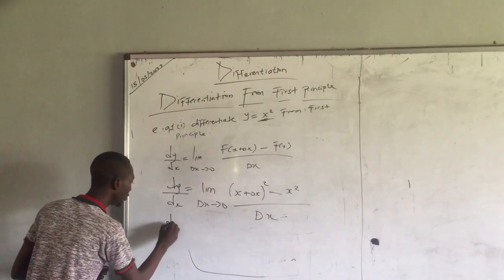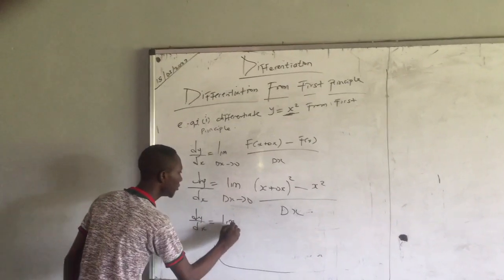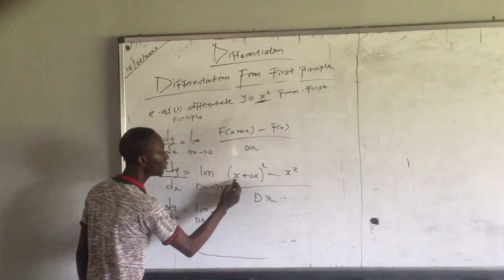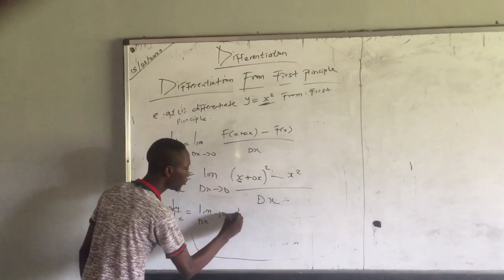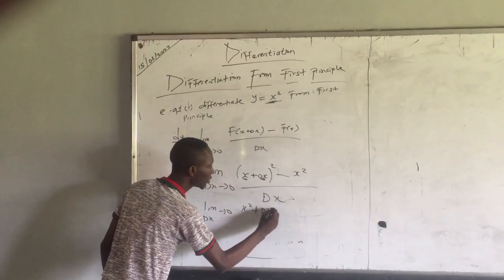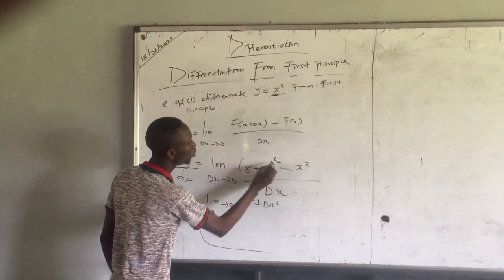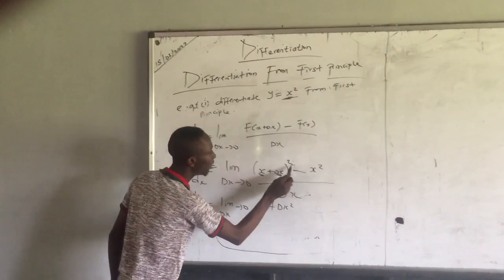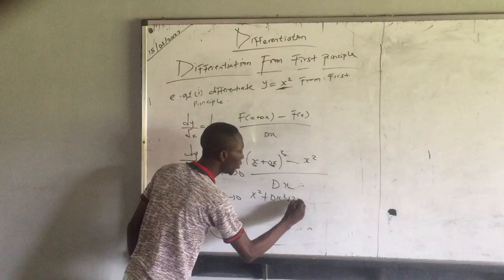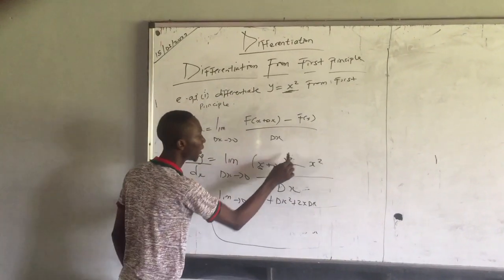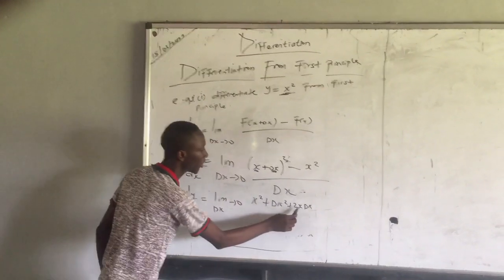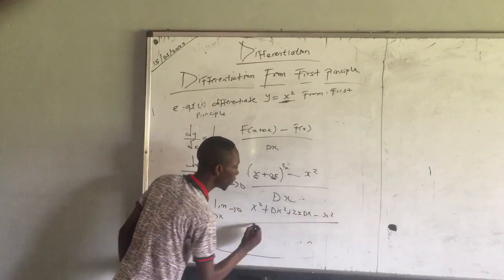So now dy/dx becomes the limit as dx tends to 0. Now open this bracket. It is easy to open this bracket. You just say that x raised to the power of 2 becomes x squared. This is the short way. Then plus dx squared, then you use this 2 to multiply everything in the bracket. 2 times x becomes 2x, and 2x times dx becomes plus 2x dx. Let me take it again: x squared, then dx squared, plus you use the power to multiply everything in the bracket and you have 2x dx, minus x squared over dx.